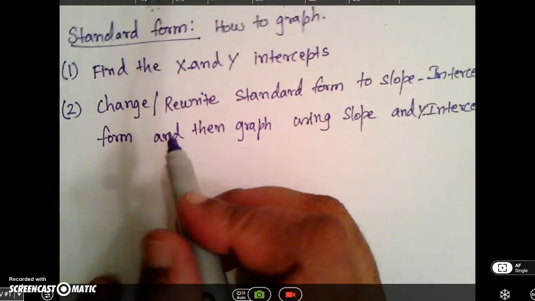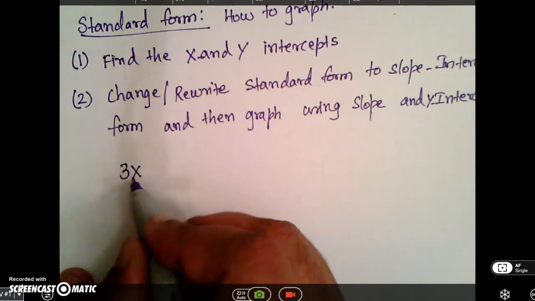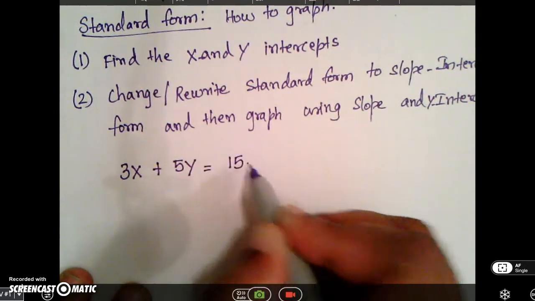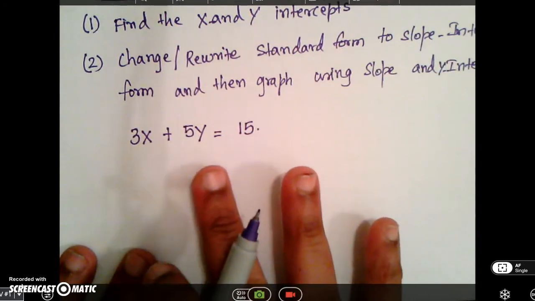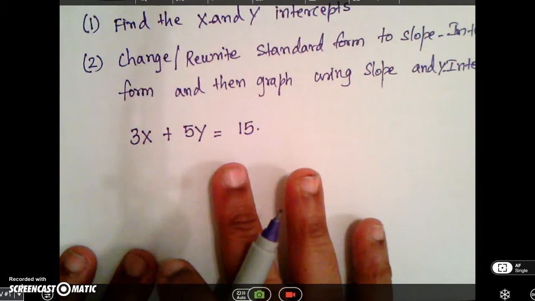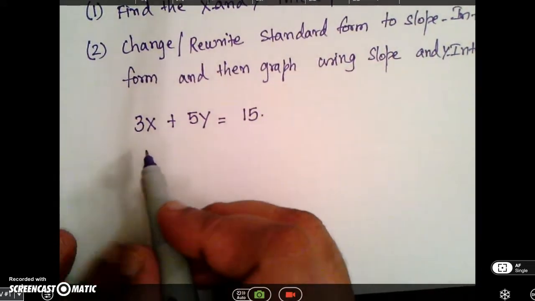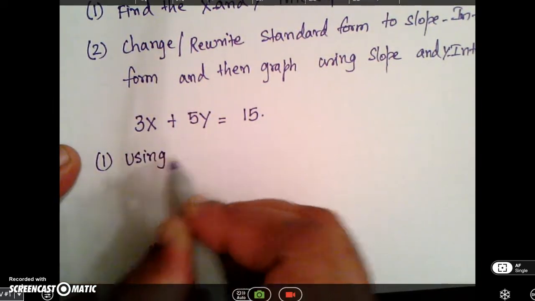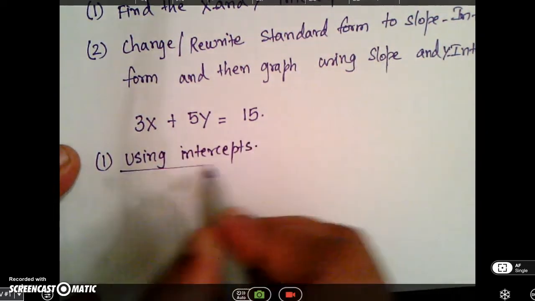Alright, so let's go ahead and take an example of an equation that is written in standard form. My equation is 3x plus 5y equal to 15. This equation is a neat equation. I could easily figure out my x and y intercept because the numbers divide evenly. So the first method is by using intercepts. I'm going to find my intercepts and use those to graph my line.